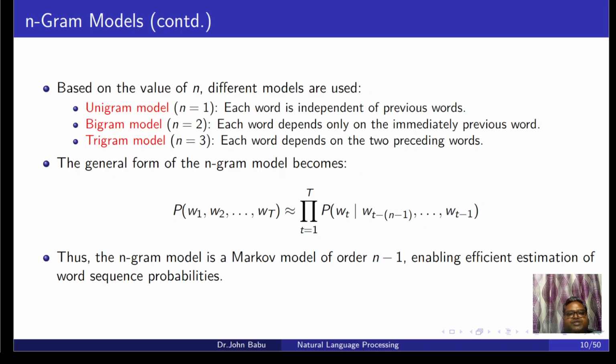Suppose I am considering the previous two words, it is known as a trigram model. So if it is an n-gram model, this is the nth word and these are the previous words. So the n-gram model is a Markov model of order n minus 1. It will consider the present word, the nth word, and the previous n minus 1 words.